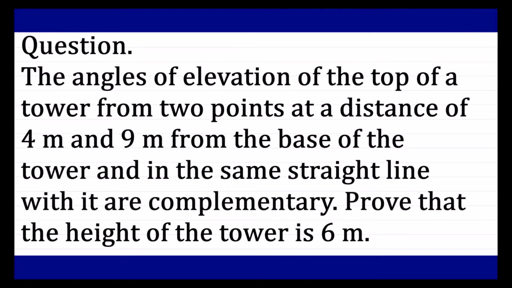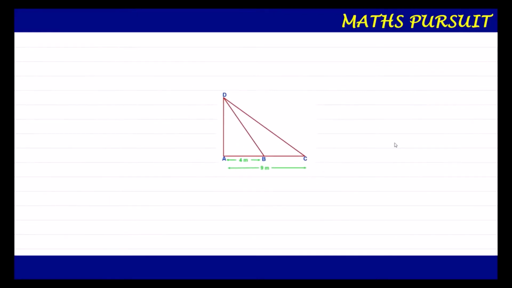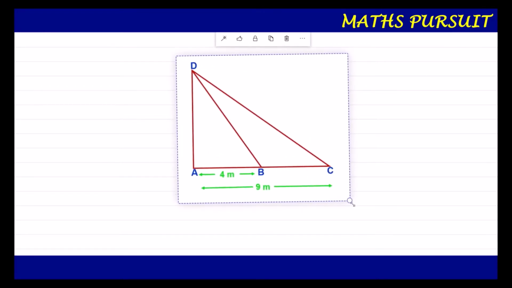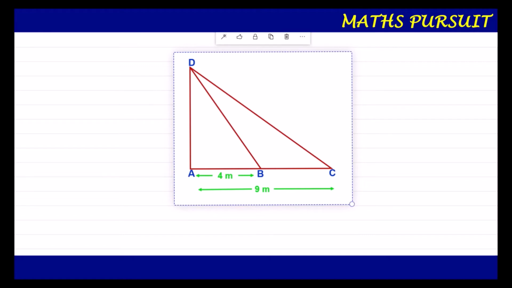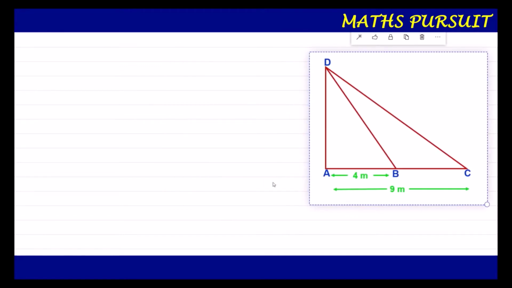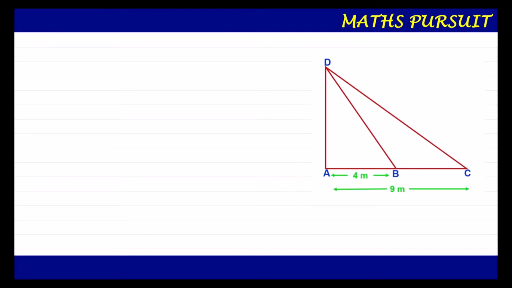In order to solve these questions, let us draw a diagram. So most of the questions that we attend for trigonometry, we need to draw a right angle triangle. So here is our right angle triangle that we need to focus our attention on, on this diagram. Now let us read or analyze the question once again.